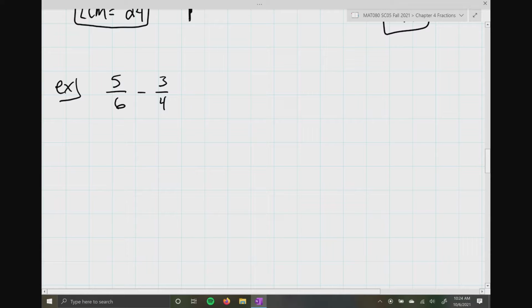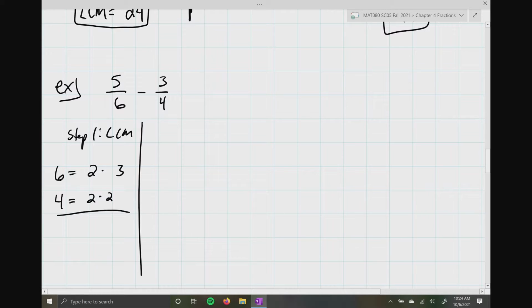I say, oh, what did you give me? Oh, you gave me a fraction minus a fraction. Okay, well, I need common denominators. 6 and 4, they're not the same. So, step 1, let's do this LCM. 6 breaks down into 2 times 3. 4 breaks down into 2 times 2. So my LCM is going to be 2 times 2 times 3, which happens to be a 12.